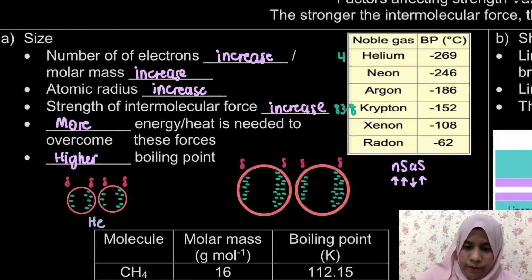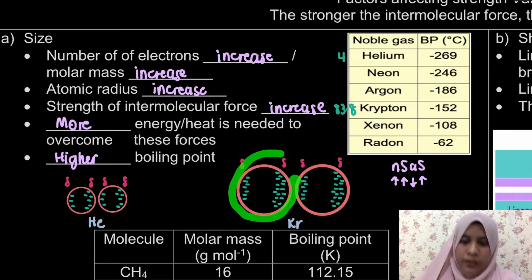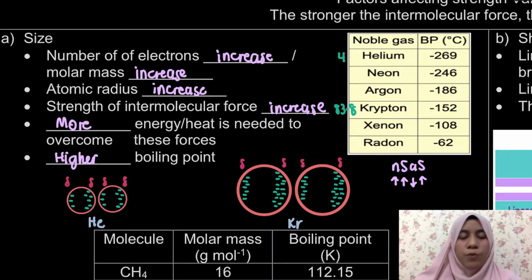What happens is that when we look here at helium, the number of electrons is small, and the atomic radius is small too. So its London force is weaker compared to a bigger atom. Krypton is bigger, with a higher number of electrons, or a higher molar mass.